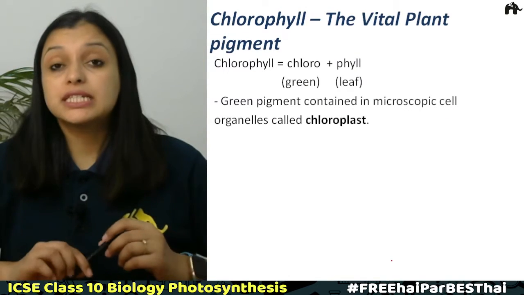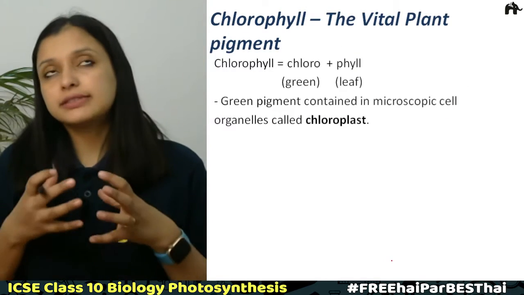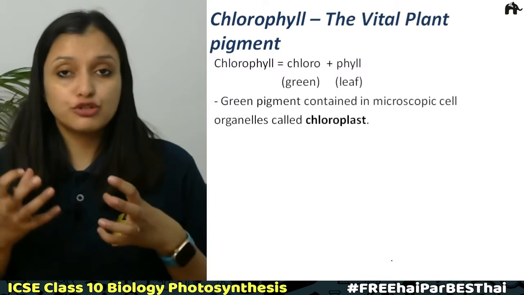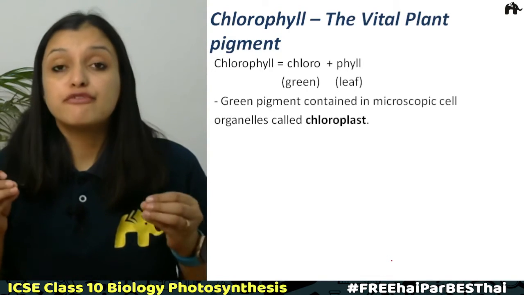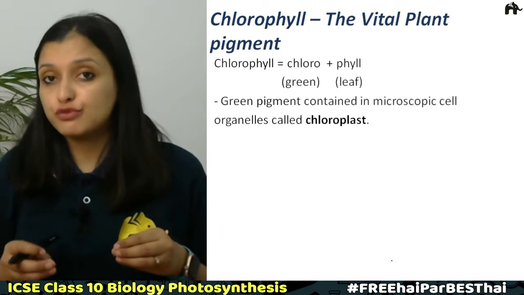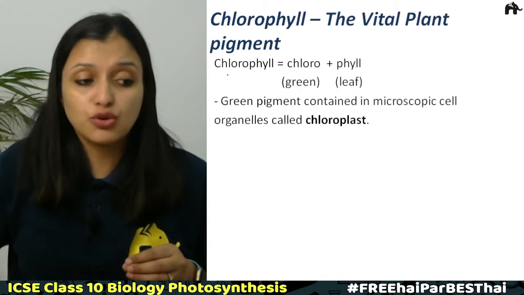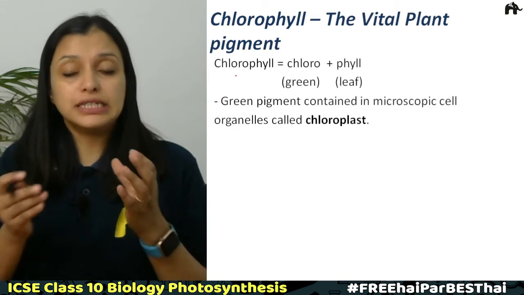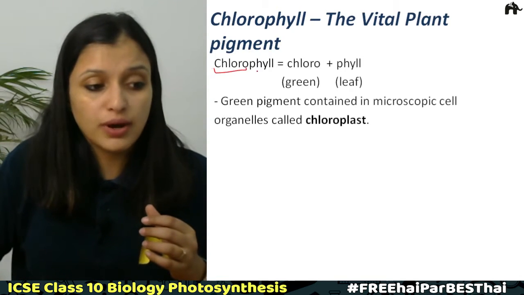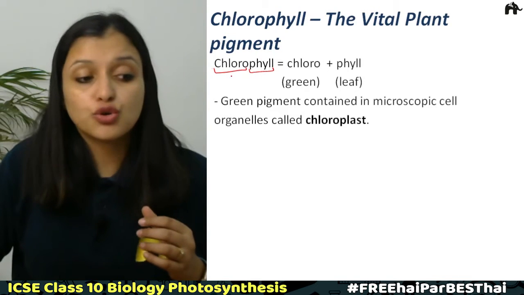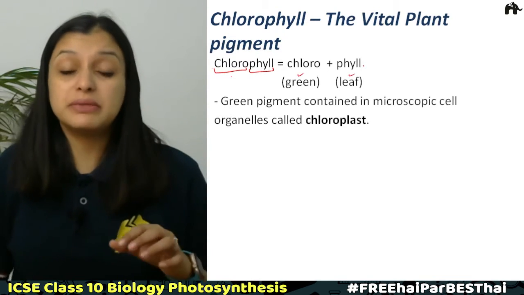The next is chlorophyll. We are talking about how plants contain chlorophyll, right? This is the vital plant pigment which is responsible for photosynthesis. So what is this chlorophyll? If we talk about chlorophyll, it is made up of two words. The first one is chloro and the second one is phyll. Chloro means green and phyll means leaf.